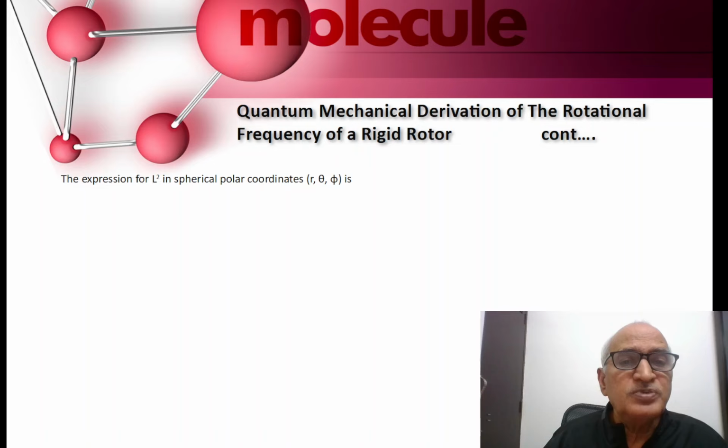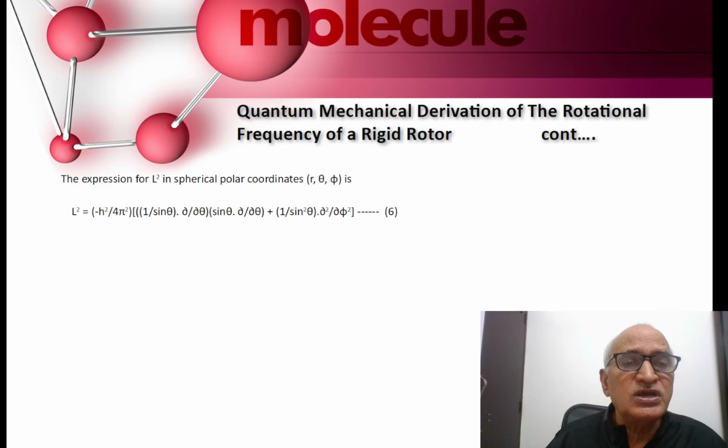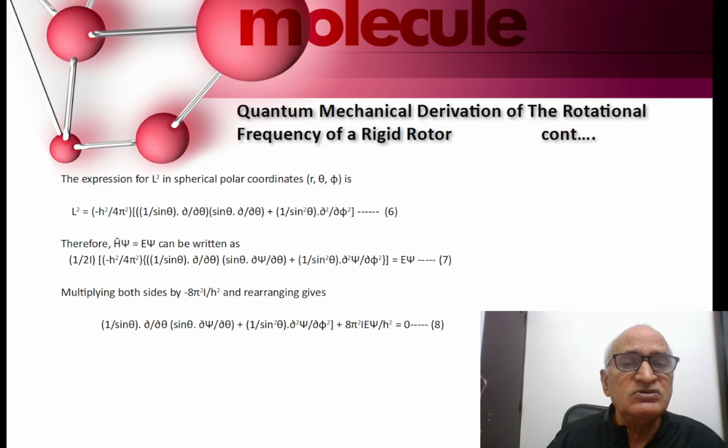Here, in a spherical polar coordinate system, L square is given in terms of r, theta, and phi. R, I told you, measures the distance. Theta and phi measure the angle. And the value of L square in quantum mechanical form is given here by equation 6. Now, because we have defined the Hamiltonian H cap, we can write the full Schrodinger wave equation. The equation is given here, equation number 7. Multiplying both sides by minus 8 pi square I upon h square, we can rearrange equation number 7 further and we get equation number 8.